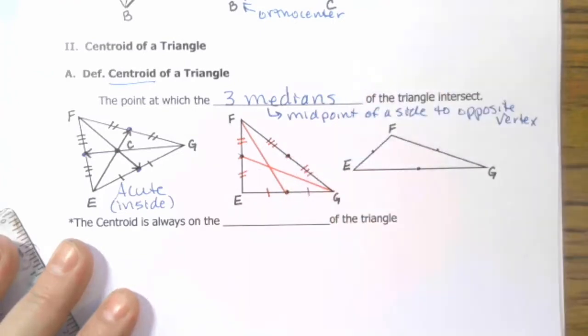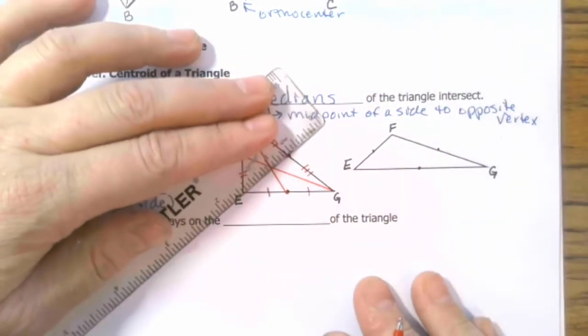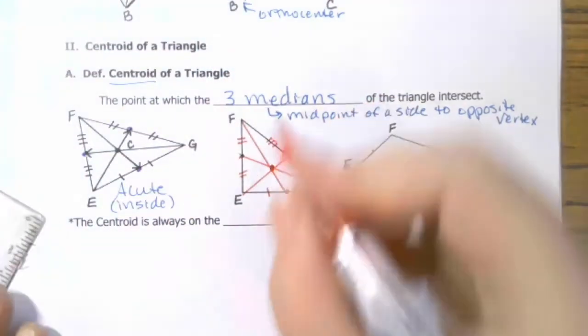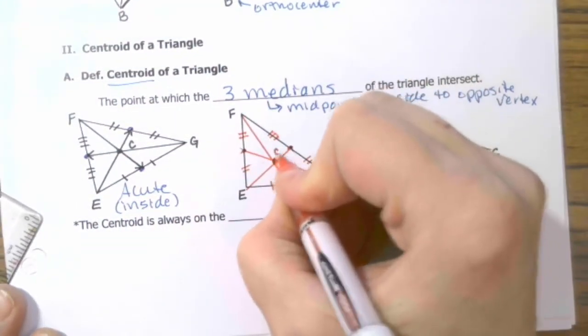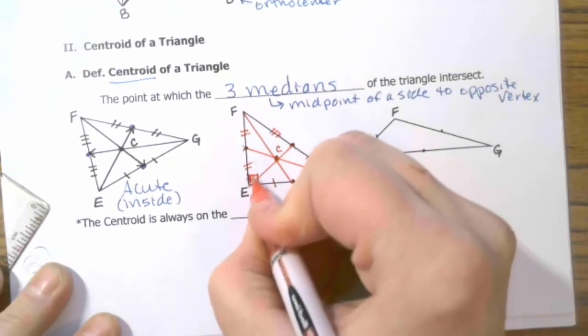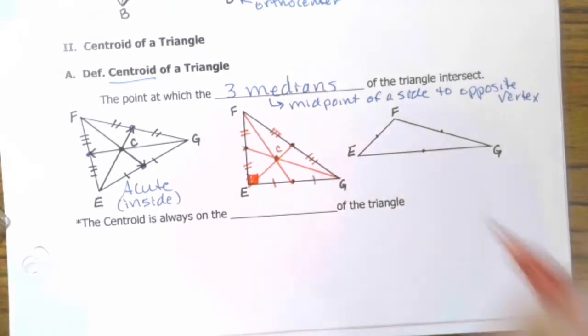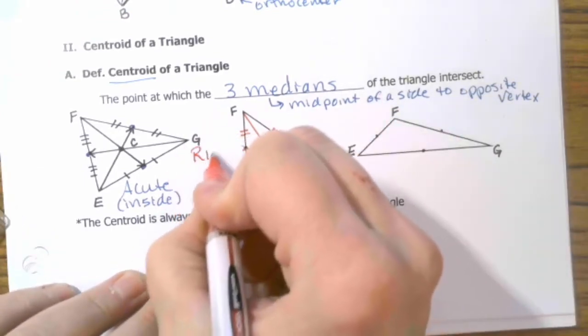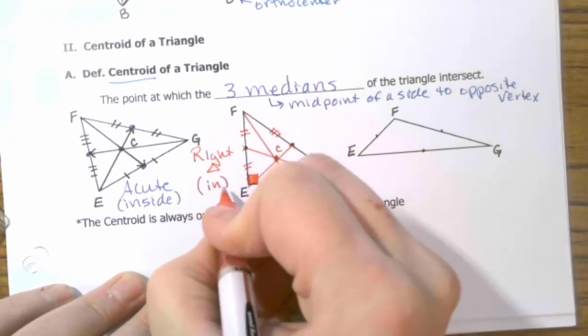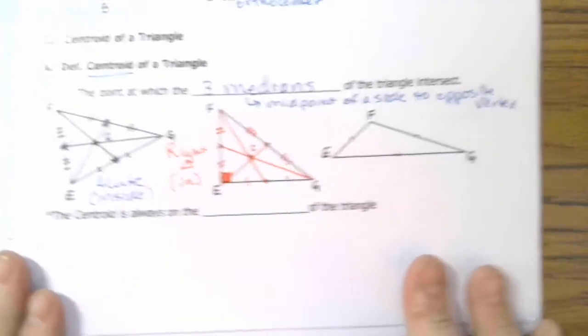There's the midpoint of the largest side connected to the opposite vertex. So where the three of these meet up, that is C, the centroid. Now this triangle is actually a right triangle, so color in the square. So on a right triangle, the centroid is also inside.